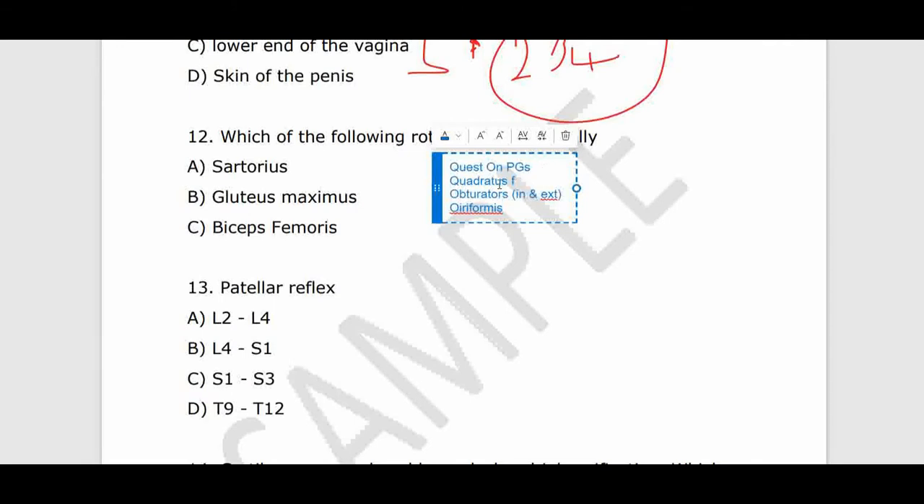And then the G will be the gemelli. There's inferior and superior gemelli, and then there's another G, which is the gluteus maximus, which is sometimes omitted in some books, so that is why you won't be able to answer this question. These are the established lateral rotators.